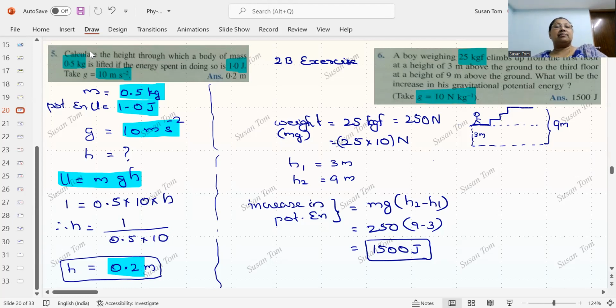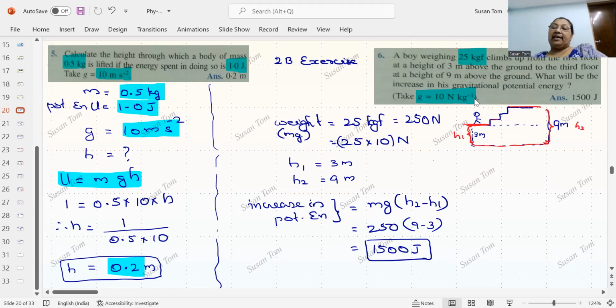Understand the question, please. The boy is already above the ground by 3 meters height. This is the ground level. From there, he is on the first floor at a height of 3 meters. From there, he starts climbing and reaches the third floor, which is at a height of 9 meters. So take the heights. This is h1, this is h2.